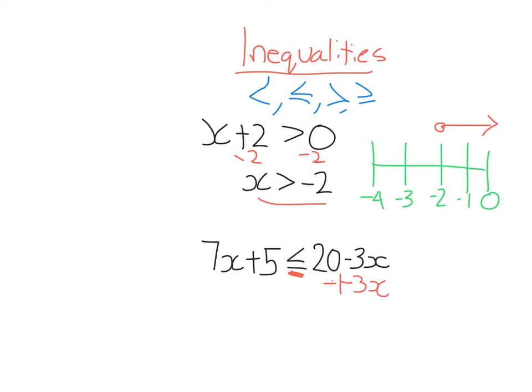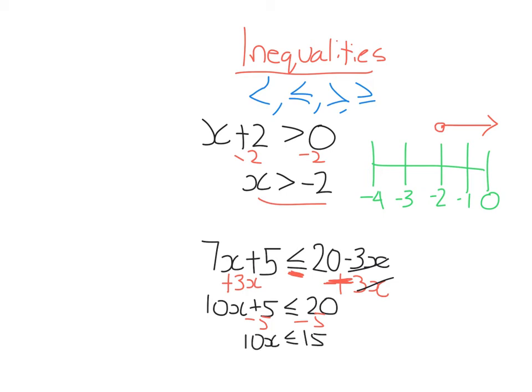But subtracting minus 3x is the same as adding 3x. So what you do to one side, you must do to the other. So that gives me on the left-hand side 10x plus 5 is less than or equal to 20. Minus 3x and 3x cancel each other out. So then, of course, I want to subtract 5 from both sides, and I get 10x is less than or equal to 15. And then, of course, I need to divide each side by 10. You know how to do this. X is just less than or equal to 1.5.